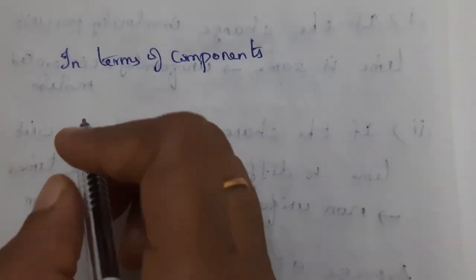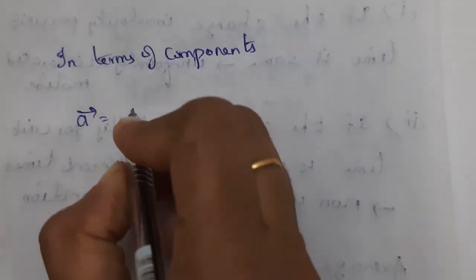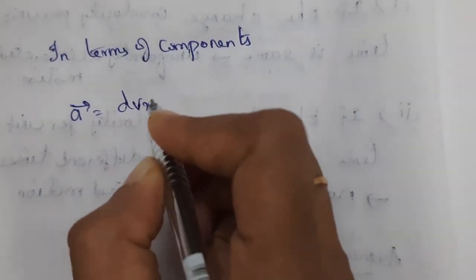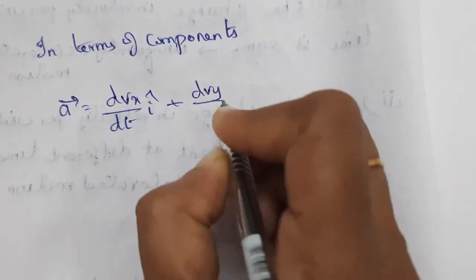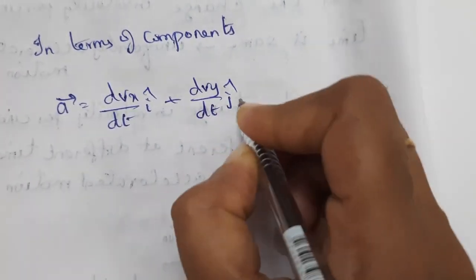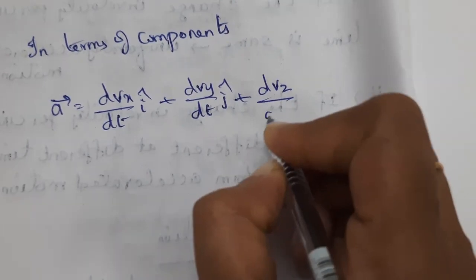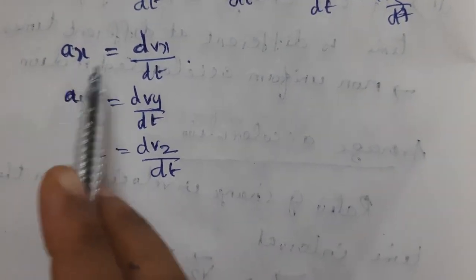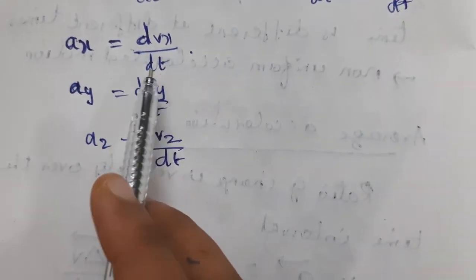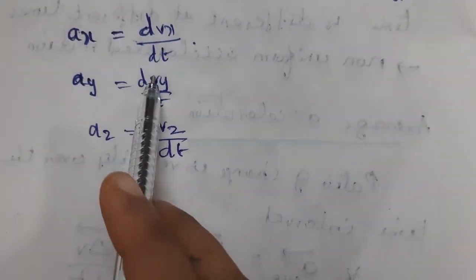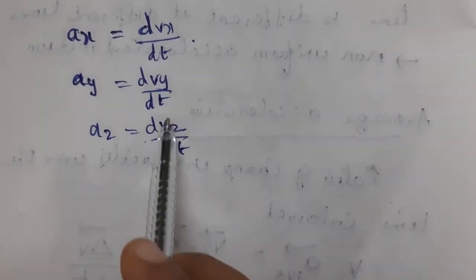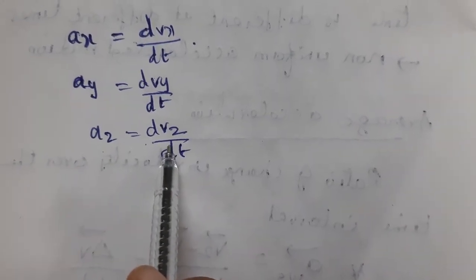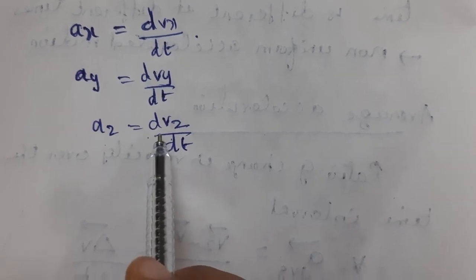In terms of components, we can write acceleration is equal to dvx by dt i cap plus dvy by dt j cap plus dvz by dt k cap. So, ax is equal to dvx by dt, ay is equal to dvy by dt, and az is equal to dvz by dt, are the components of instantaneous acceleration.